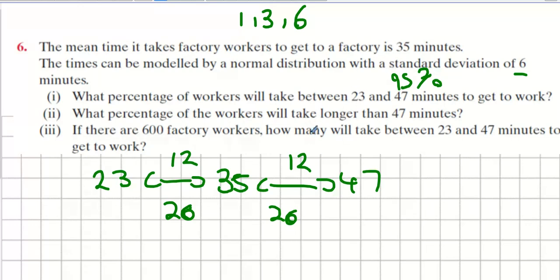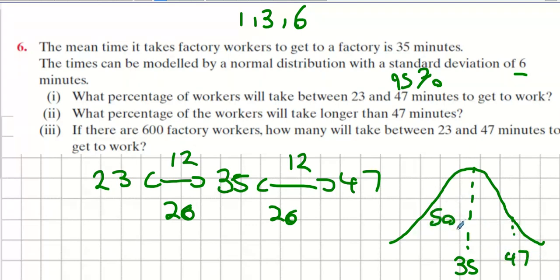Next one. What percentage of workers will take longer than 47 minutes? Well, it's the bell curve, isn't it? And the bell curve has what in the middle? 35 in the middle. We have 47 here. And as we discussed earlier, 47, it has 50% in the first half. And then you have half of 95, which is 47.5%. So what does that make this little region here? 2.5%.